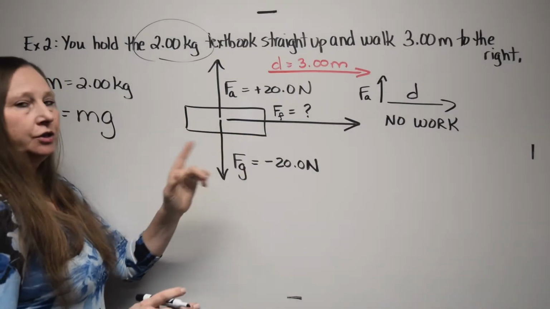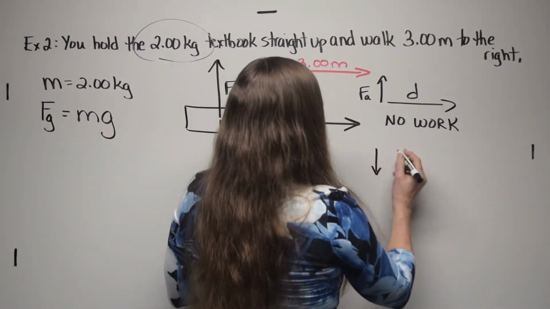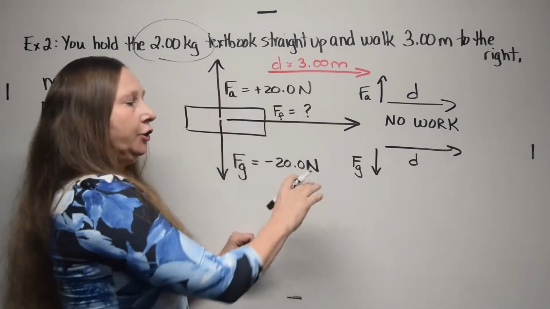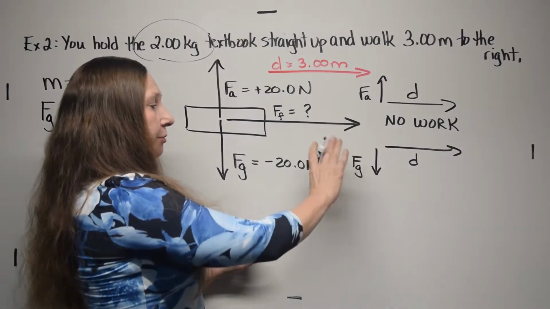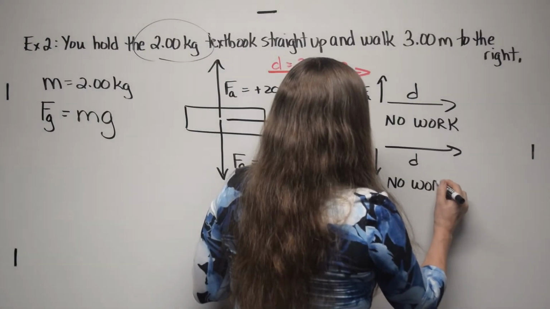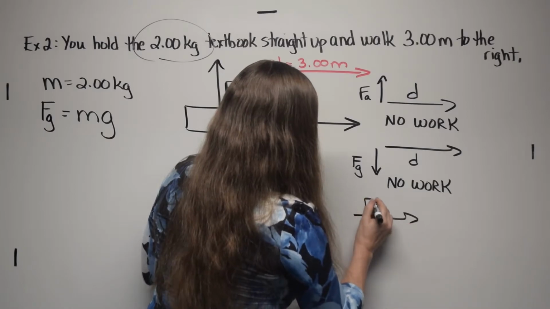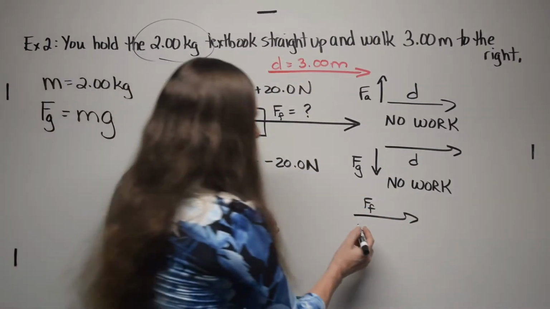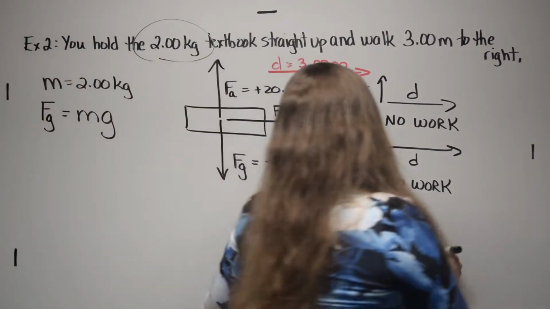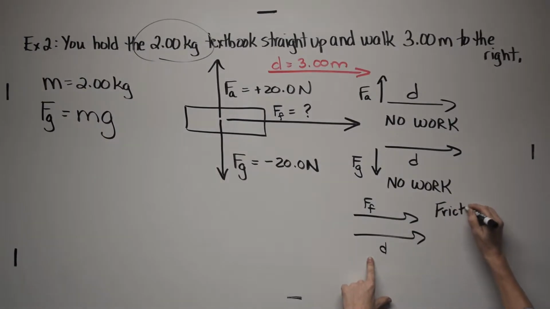The applied force is not doing work. The gravitational force is down. The displacement is to the right. No part of this force is parallel to that displacement. So the gravitational force is doing no work. Now, the friction is to the right. F_f is to the right. The displacement is also to the right. So since they're both in the same direction, the friction force is doing positive work.